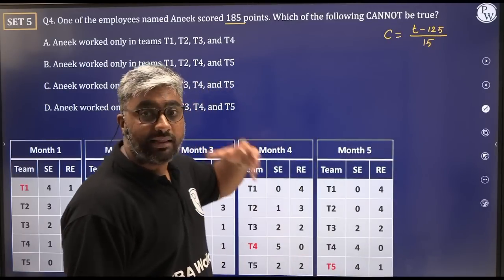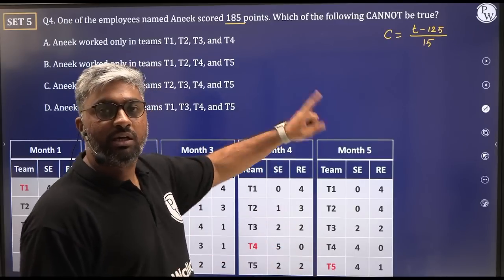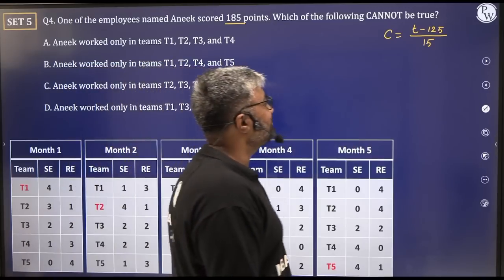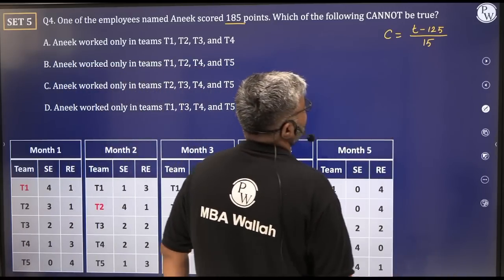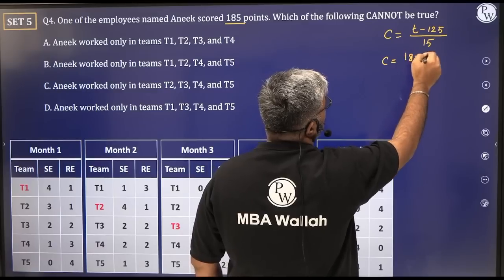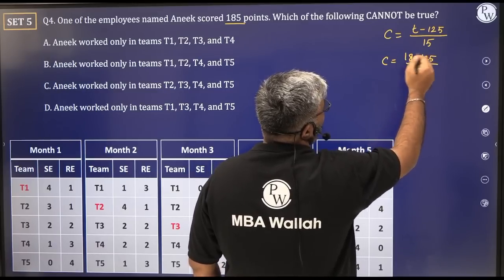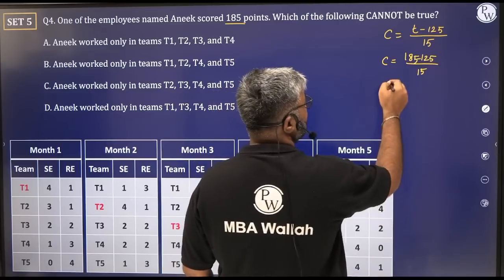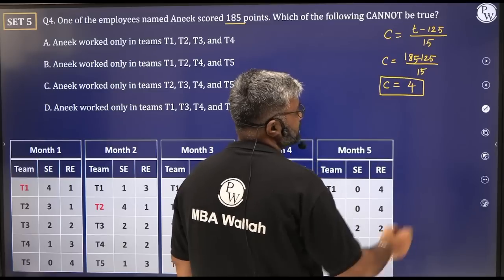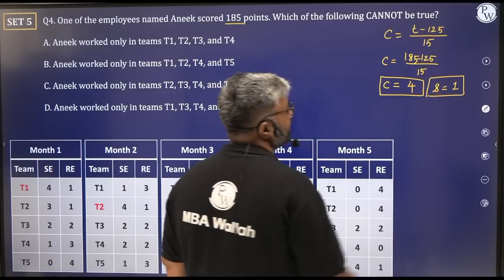So luckily, if we think thoroughly from one discovery, you can answer two questions. One stone, two mangoes. So here the total they are saying is what? 185. So C will be (185 minus 125) by 15. 185 minus 125 is 60. 60 by 15 is 4. So C is equal to 4. If he did 4 challenging projects, then how many standard projects will he do? 1 standard project, correct? This is the idea.